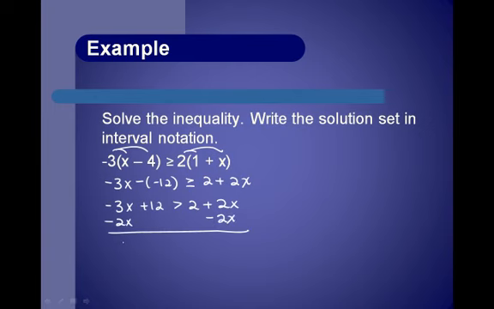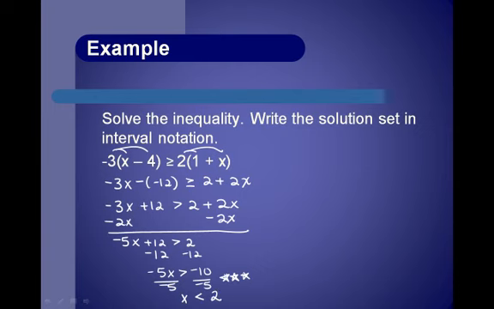Subtract 2x from both sides, so we get negative 5x plus 12 is greater than or equal to 2. We're going to subtract 12 from both sides, so we get negative 5x is greater than or equal to negative 10. To get just x, divide by negative 5. Now remember, when you're solving inequalities, you divide by a negative number. That's your flag that says watch out. So we get x is less than or equal to, because you've got to change the direction, 2.